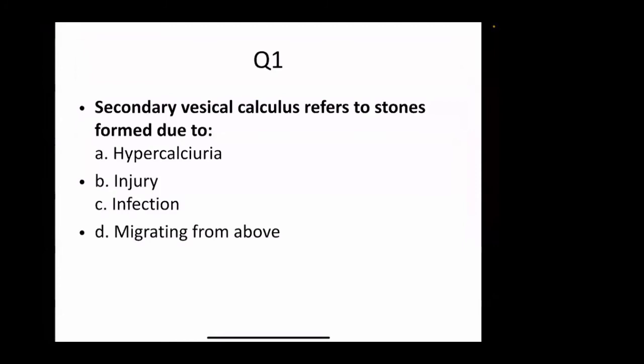Okay, please answer this question. Secondary bladder stone refers to bladder stone due to infection, bladder stone due to a foreign body, or bladder stone due to any bladder outlet obstruction. So here the option is infection, right?